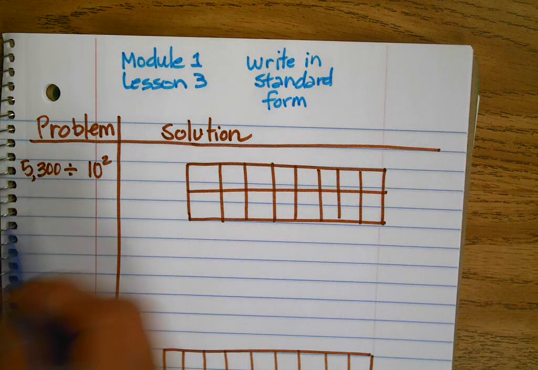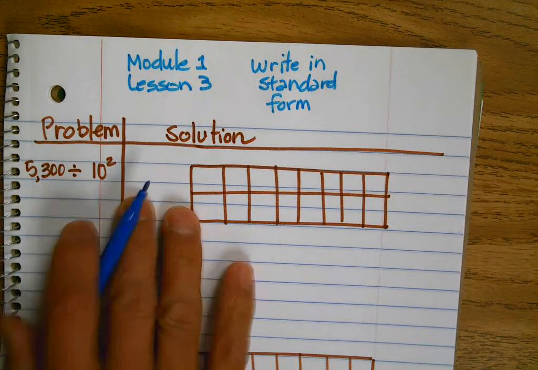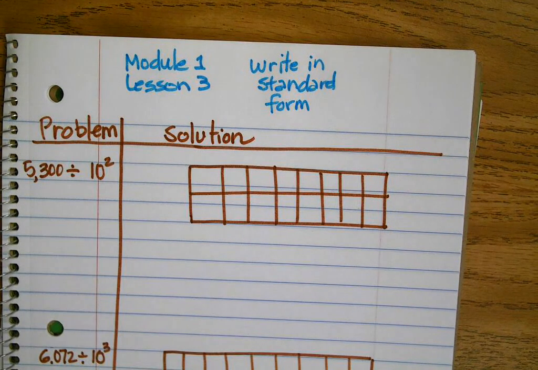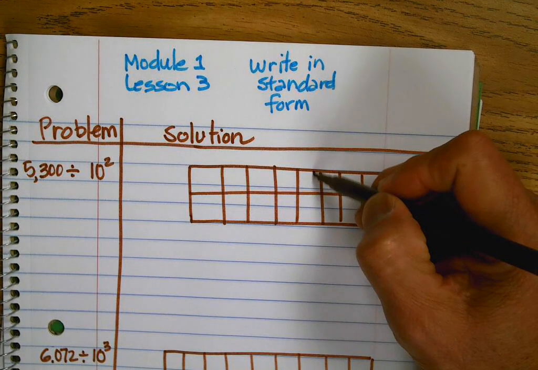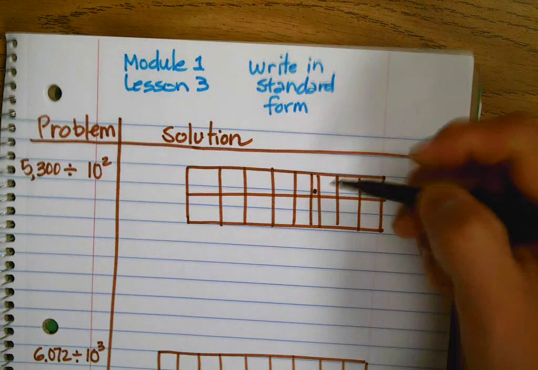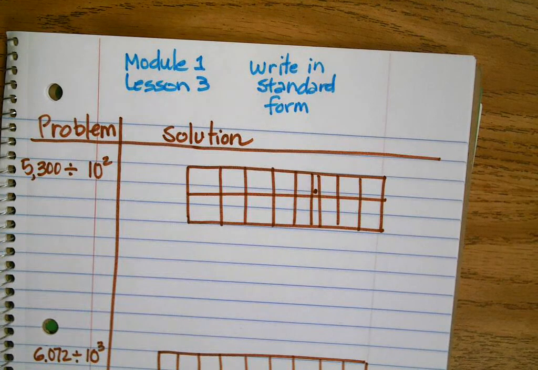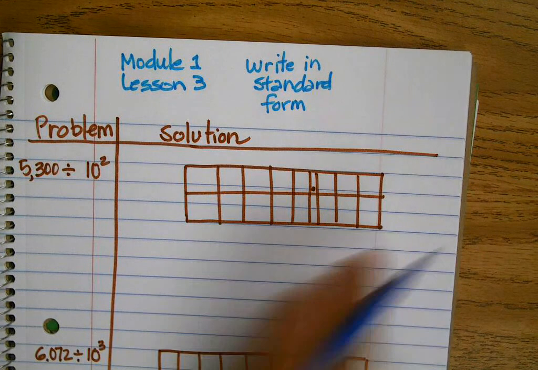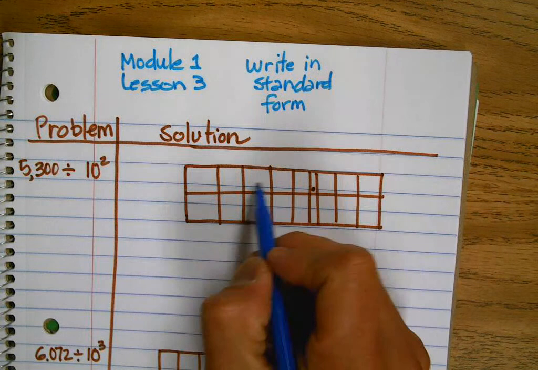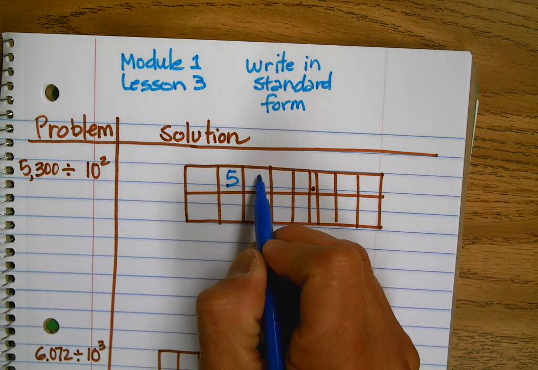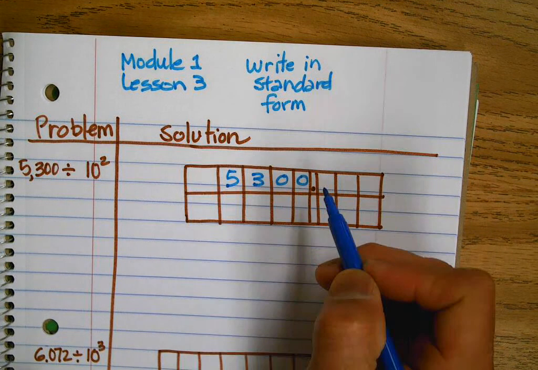So we are dividing. Usually when I tell my students when we are dividing, the numbers become smaller. They decrease in value. So let's say that here's where the decimal point is on your number line, on your place value chart. This is the best friend of my students because it helps them immensely. So now we have 5,000. That will be 5,300. So that is our number.